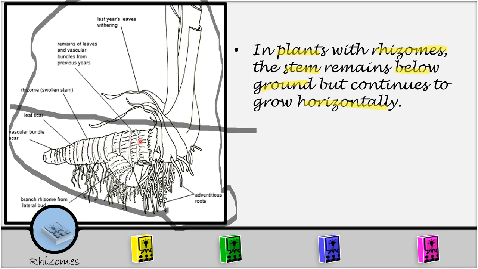Those ones are leaf scars. And then the stem, when you look at it, it is swollen, meaning that it is storing food. Then we have the remains of the leaves and the vascular bundles of the previous years. And here we have last year's leaves withering. So this is the structure of our rhizome.